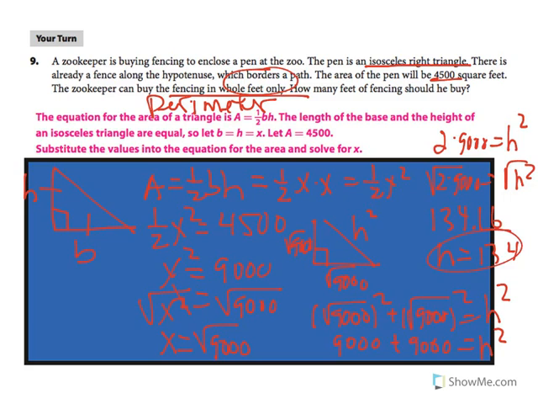So then we see the square root of 9,000. I'm going to round this off to 95, and this is 95, and this is 134. So then the perimeter will be 95 plus 95 plus 134, so it will give me 324 feet.